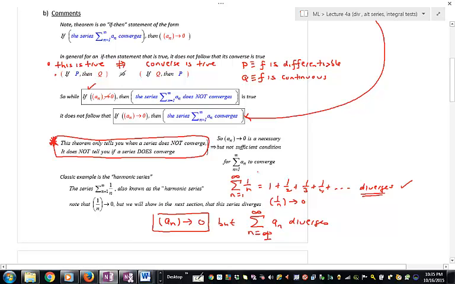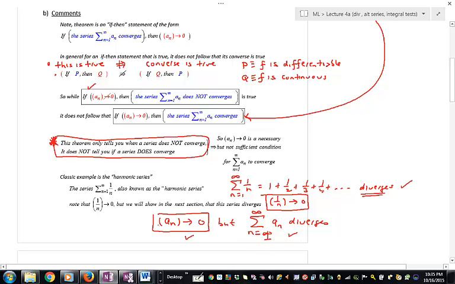And let me show you a famous example that illustrates this. This is called the harmonic series. This is the sum of 1 over n. So this looks like 1 plus 1/2 plus 1/3 plus 1/4 dot dot dot. Notice that the terms in this series go to 0, but this series is known to diverge, and in fact we're going to show this in this video. So this is a classic case of where the terms in the series go to 0, but the series diverges.